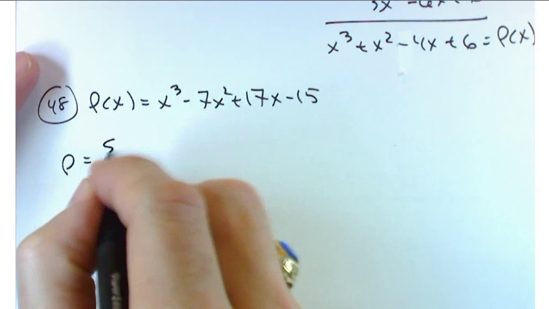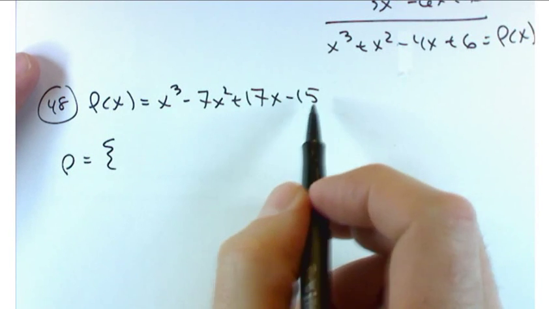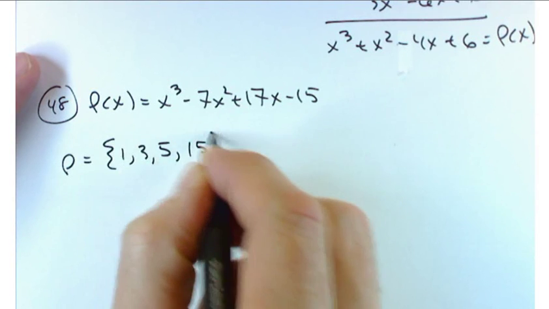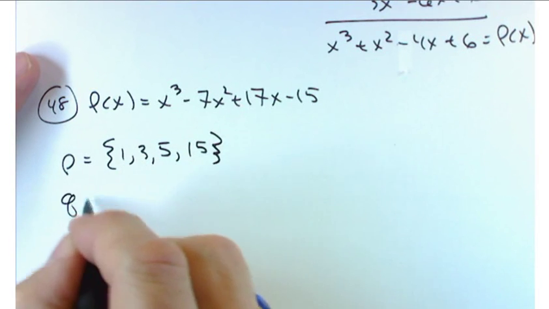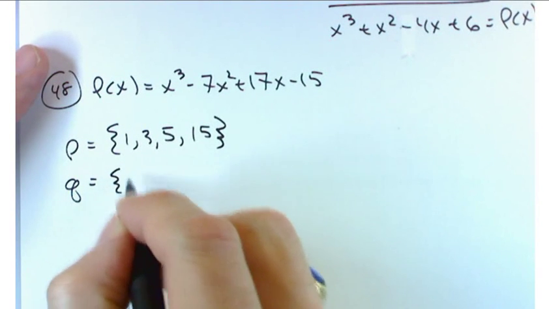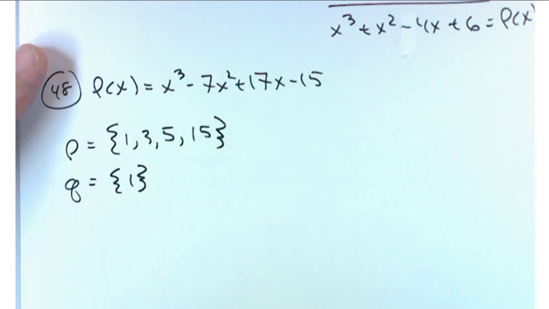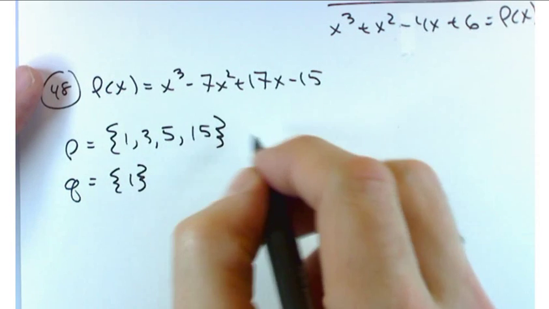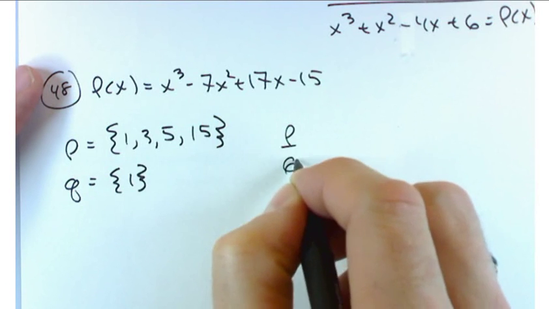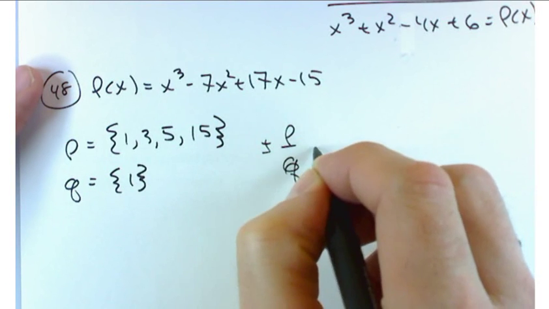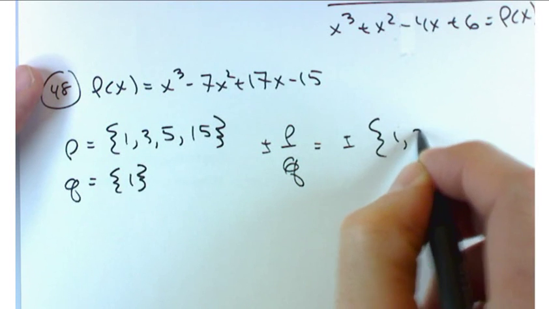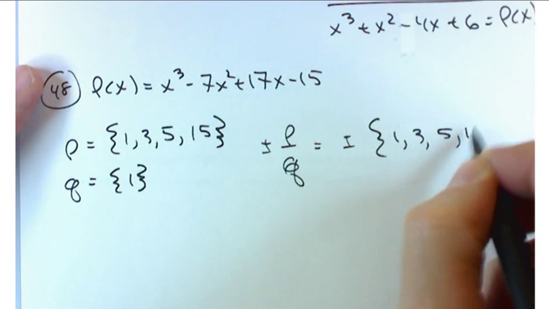P would be the numbers that are divisible into 15. So 1, 3, 5, and 15. What's Q? Just 1, right? So that's pretty helpful. If we're going to have a rational root, of course there's no guarantee that we will, but plus or minus P over Q is going to be plus or minus 1, 3, 5, or 15.